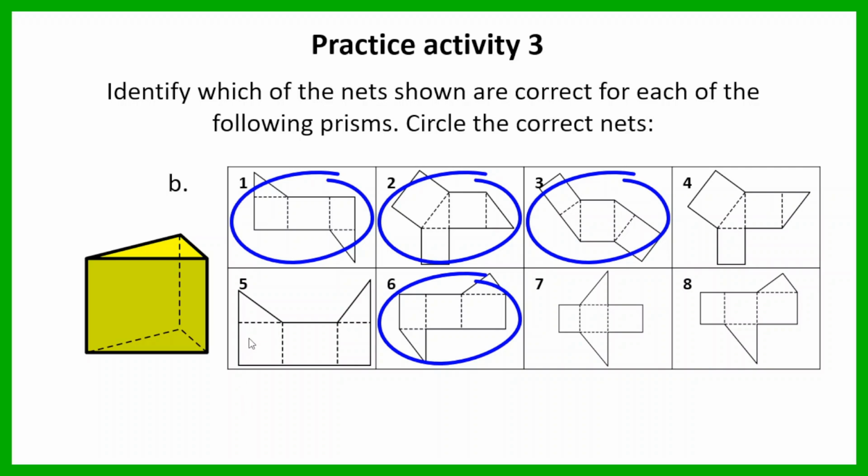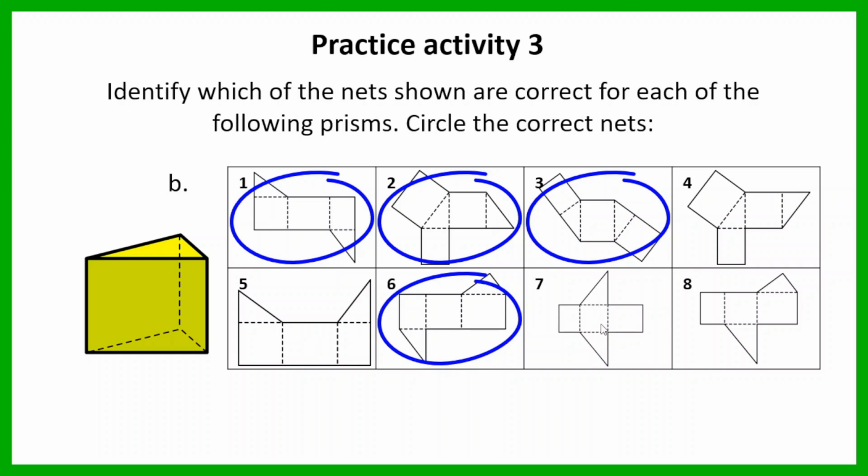Then with this one over here, we've got our 3 rectangles in a row for the lateral faces, and then the 2 triangles are both on the same side as each other over here. So that means that they would both either be the top or the bottom, so they would overlap with each other. So this one doesn't work for that reason. Then this one over here, we've got our rectangles for our lateral faces all in a row, so that's fine.